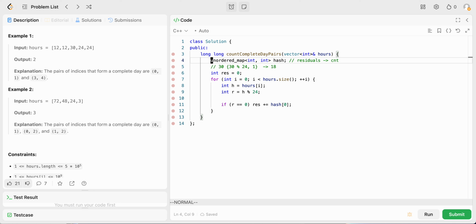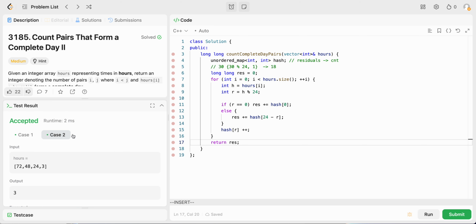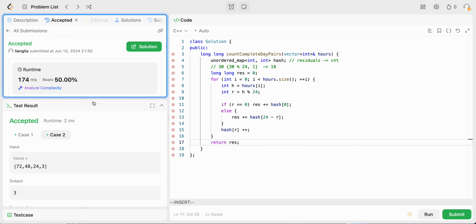And because we're using long, I think res should be long. Otherwise, res will plus hash at 24 minus r, right? Because we are going to form a multiple of 24. And after that, we put r into this hash. Then we just return res. Yeah, I think it's right. Let's submit. Yeah, we are done.